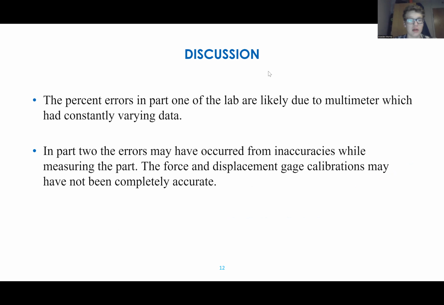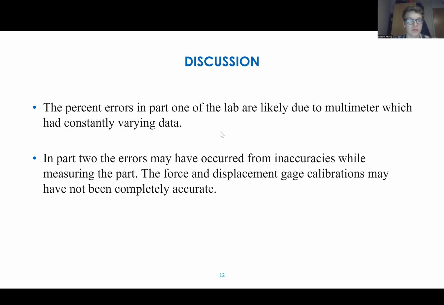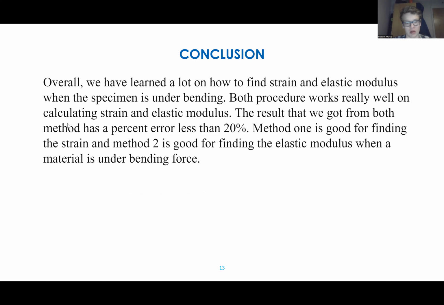Our percent errors in the lab for part 1 were due to the multimeter, which was consistently displaying varying data when no additional force was being applied. And then in part 2, inaccuracies while measuring could have been a factor, and the initial calibration of the force and displacement may have been a factor. This would affect accuracy.